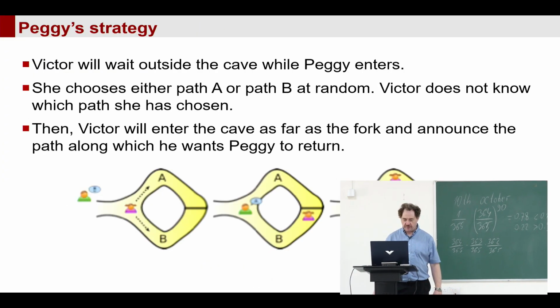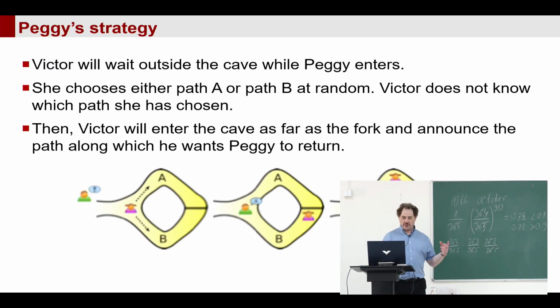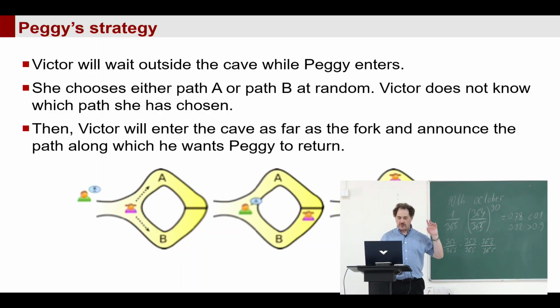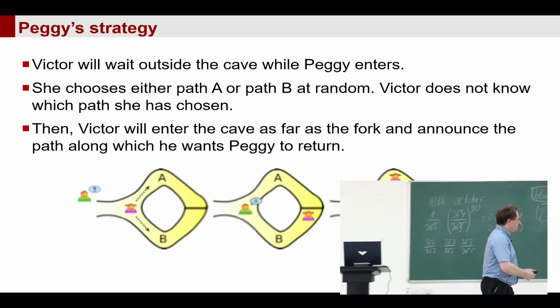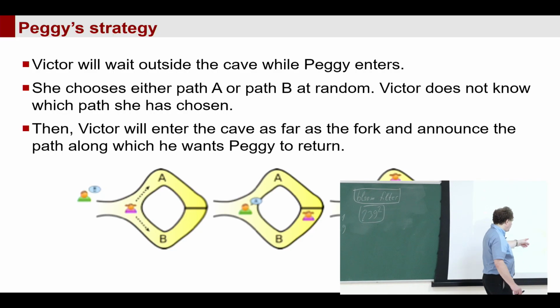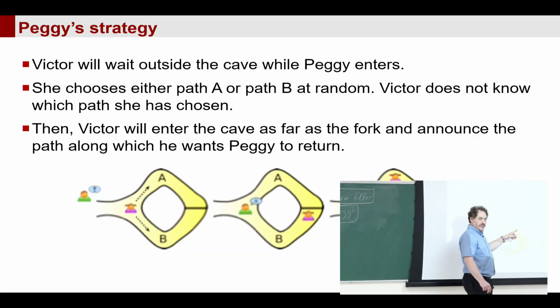So here's the idea for Peggy. Victor will wait outside the cave while Peggy enters. Now, Peggy can choose path A or B at random. Right, so Victor doesn't know which path she has chosen. You can see it in the illustration here. Peggy chooses one path at random, goes to the door and waits.